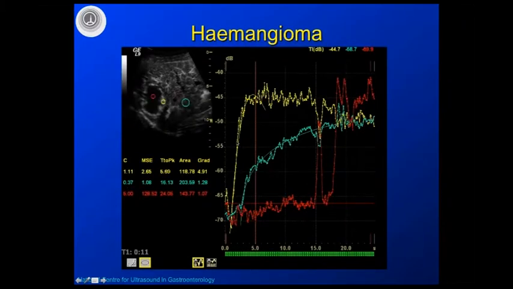And you can use time intensity curves to compare the liver with the lesion and different portions of the lesion, showing clearly here that you have an initial rapid enhancement in the periphery of the tumor.